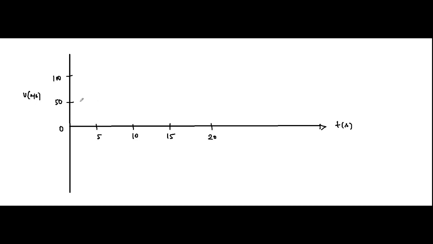Another important thing here is that during the upward motion, when the movement of the ball is upwards, velocity will be positive. And during the downward motion, when the movement of the ball is downwards, velocity will be taken negative, minus 50, minus 100.